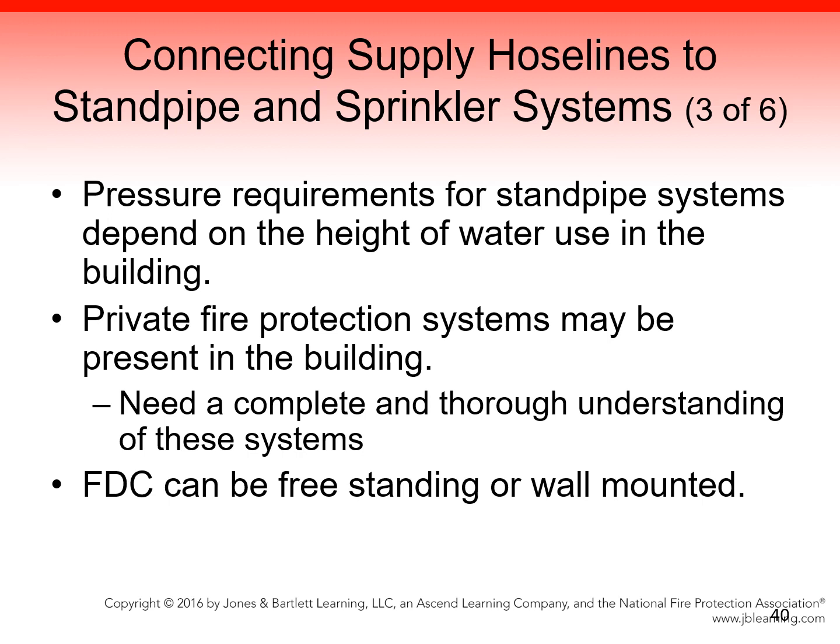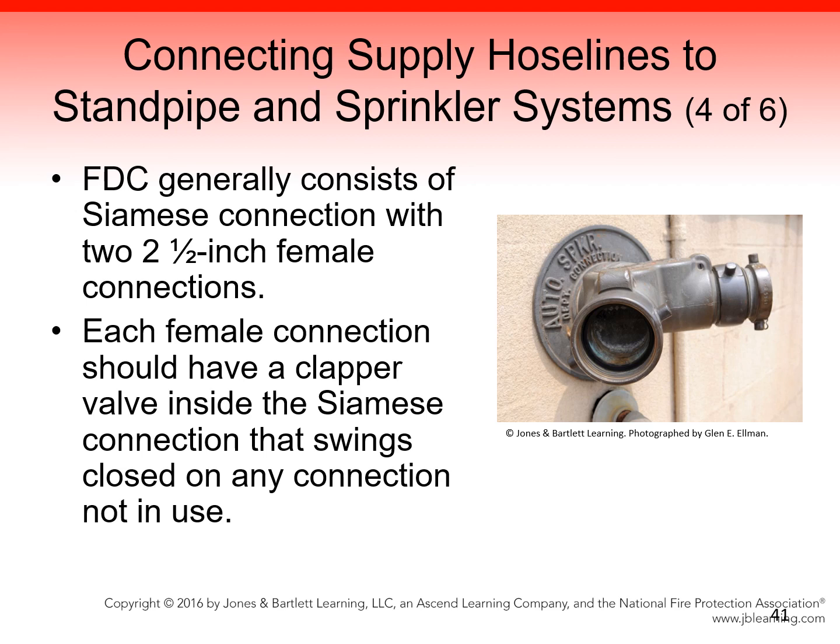The fire department connection can be either freestanding or wall-mounted. It generally consists of a Siamese connection with two 2.5-inch female connections. Depending on the occupancy, multiple connection standpipes may be present. Local codes may dictate the number and size of standpipes provided. Each female connection should have a clapper valve inside the Siamese connection that will swing to the closed position on the connection that is not in use. This allows one side of the Siamese connection to be charged without water discharging from the other open intake.